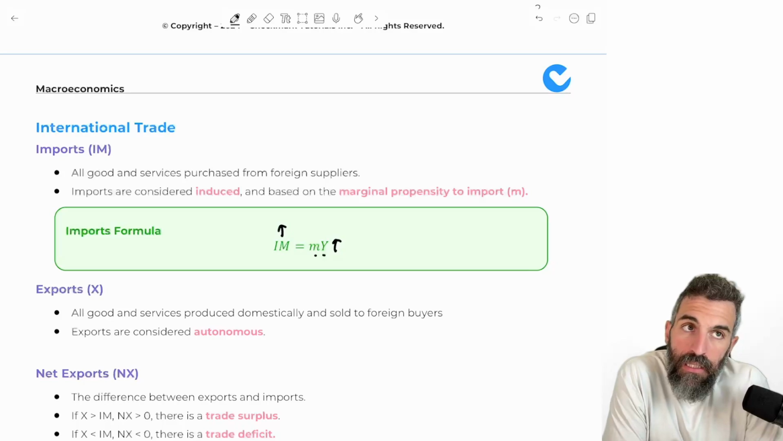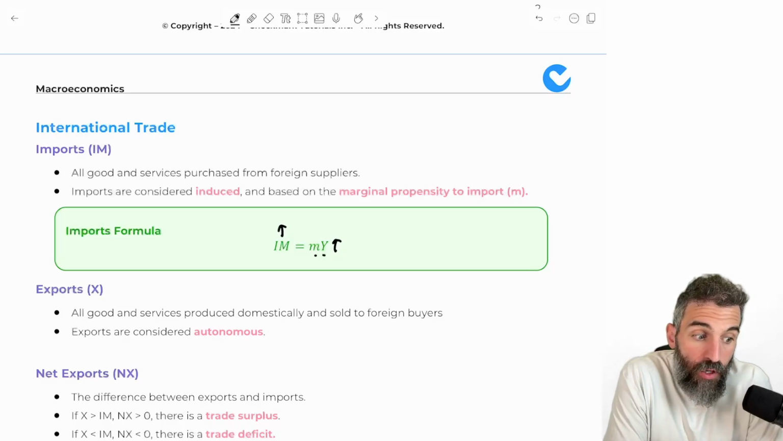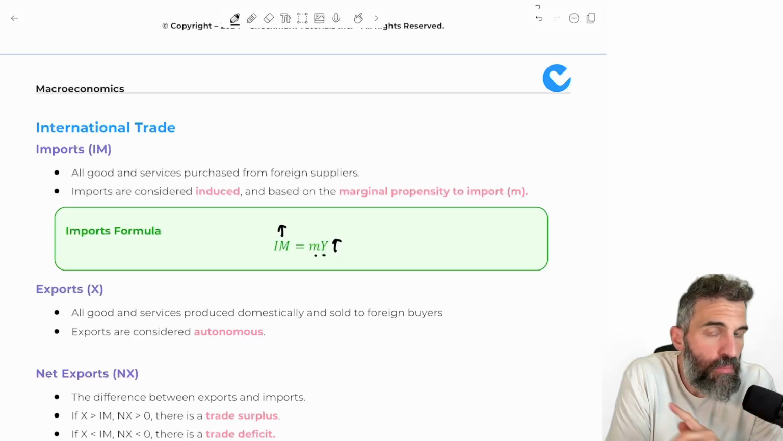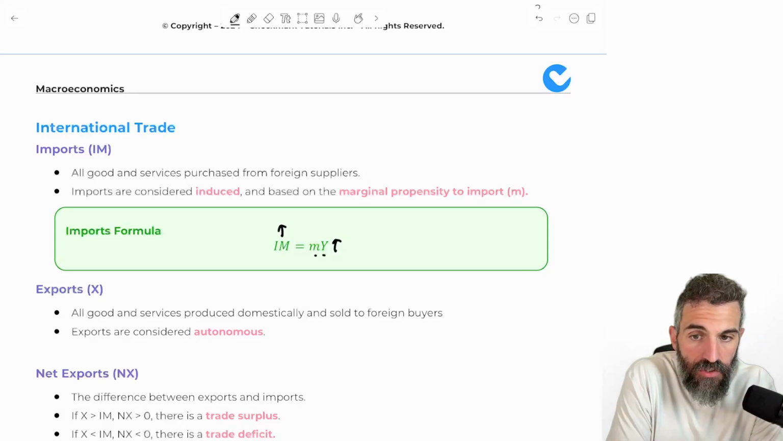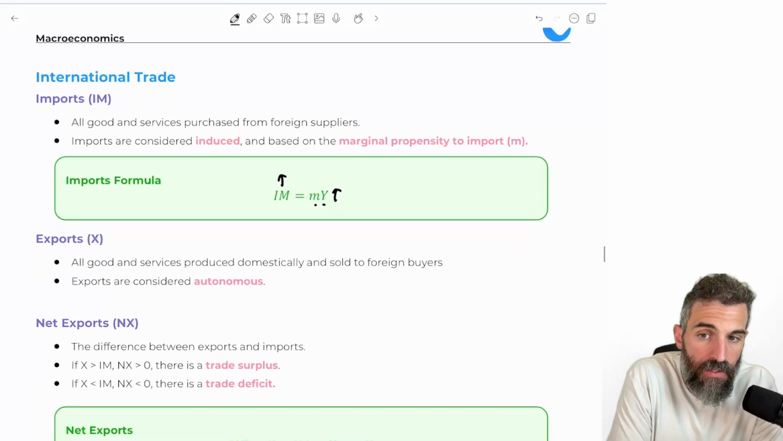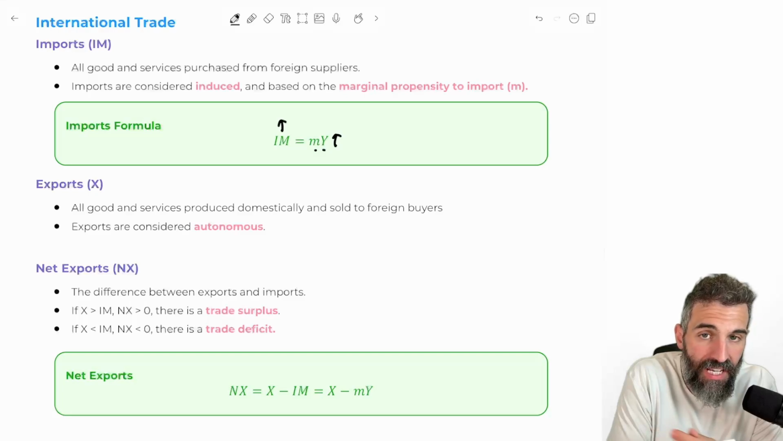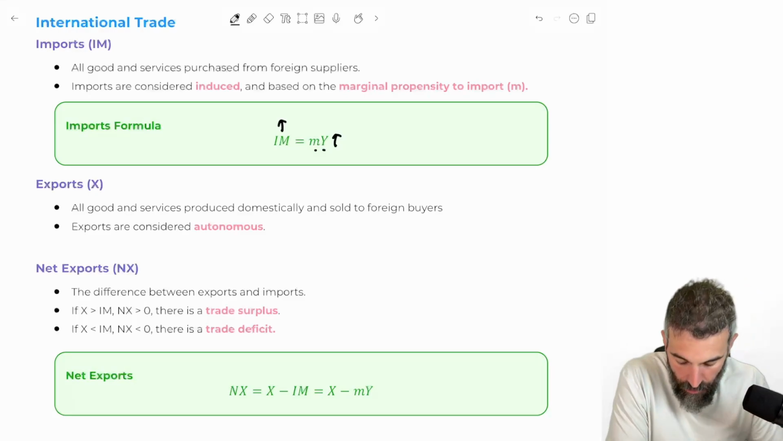Exports. This is money coming in. It's the opposite. We are producing the goods here, and we are selling them abroad. Therefore, more money is entering our economy. That's a good thing. Exports are assumed completely autonomous, not a function of national income. So you have a part of this that is autonomous, a part of this that's induced. So when we put it all together, we get the net exports function. Net exports, as we mentioned in one of the earlier chapters, is X, which is exports, minus imports.